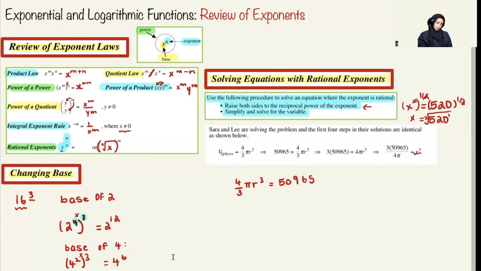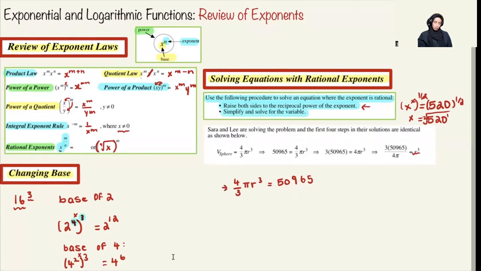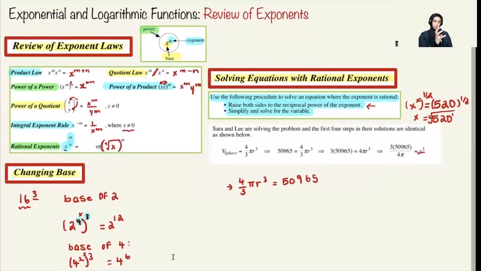But we can't do that right now in this scenario because we want to isolate first for this radius. We want to have a variable to the power of whatever is equal to something. So don't jump into using these two steps until you have a variable on its own on one side with to the power of whatever is equal to something. And so in this case, we would cross multiply, get rid of that 4/3 by multiplying by 3/4. And we're going to want to get rid of the pi as well. So cross multiply that pi as well. So we're going to have radius cubed is equal to 50965 multiplied by 3/4 pi.